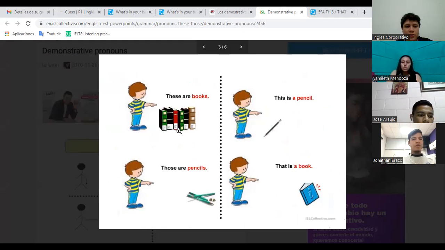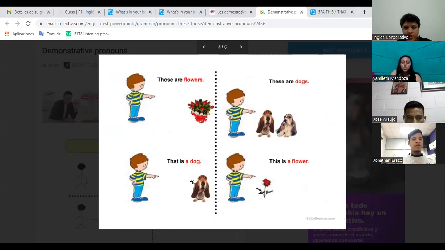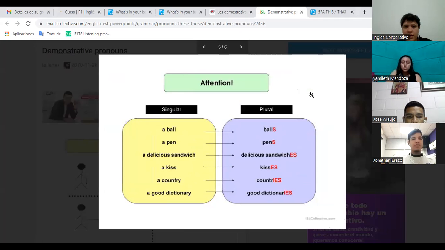Now we have these other examples, right? This is a pencil. This is just a pencil, right? That is a book. Those are pencils, right? So here we have more examples. You can notice, guys, okay? You can see flowers, dog, a flower, you see? But now we have this, okay? So pay attention, guys. Lo que les estaba diciendo.